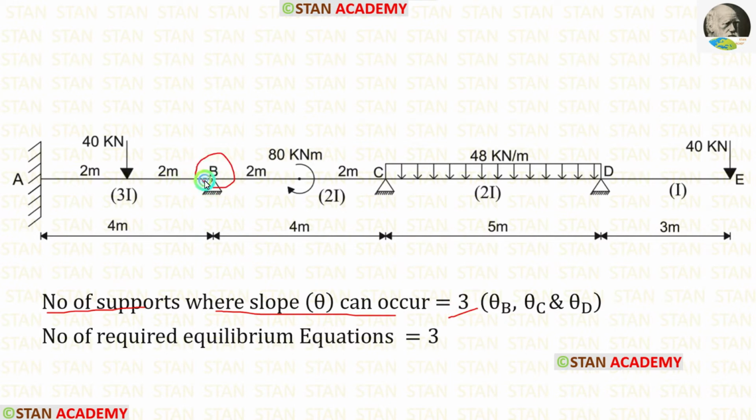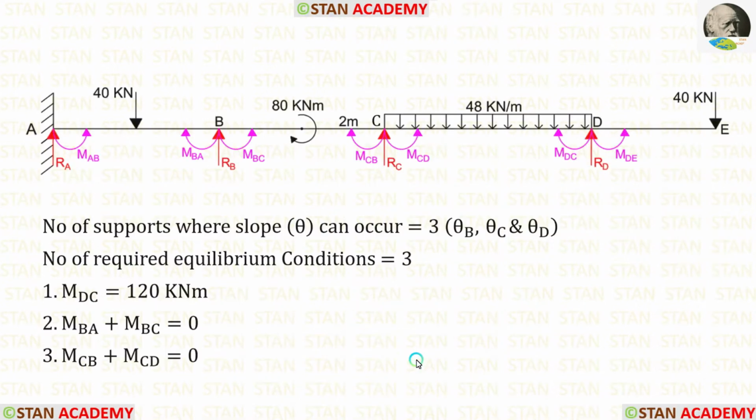At the point B, there is theta B. At the point C, there is theta C. And at the point D, there is theta D. So, in this analysis, there are 3 unknowns. To find out these 3 unknowns, we need 3 equilibrium equations. Now let us see how to make these 3 equilibrium equations.